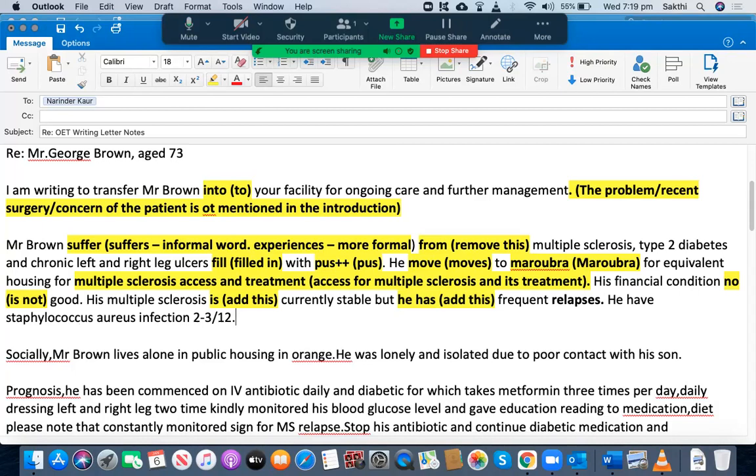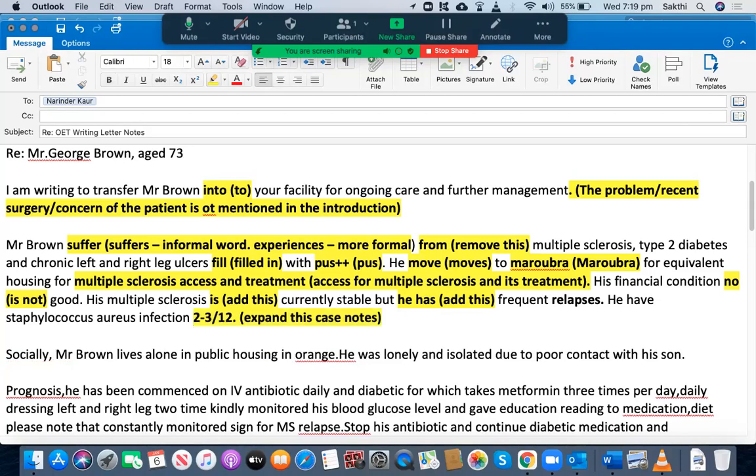Okay. Frequent relapses. We have Staphylococcus aureus infection, 2 to 3. Okay. So please expand this case notes. You have to always expand the case notes in your answer. You can't just use the same abbreviations in your letter as well. You can't do that. It's not good.